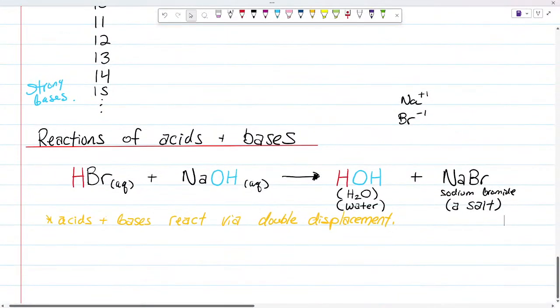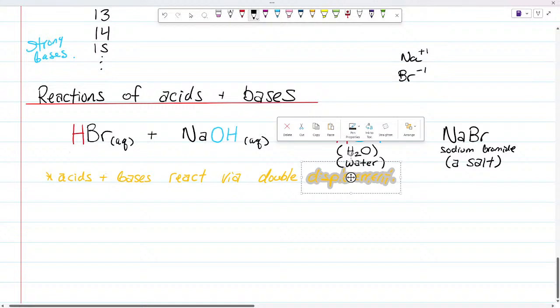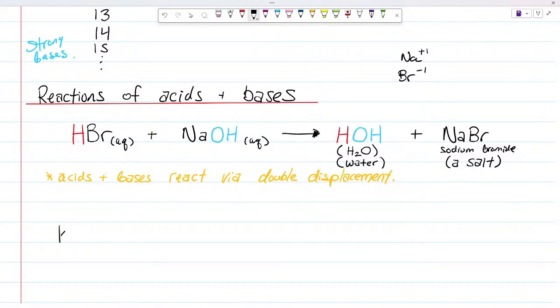How's that? Not too bad? Let's try another one. This time you can do it. What if we reacted potassium hydroxide with, and I'm not going to color code this one, make you figure it out, with, let's say HCl. So the first thing you'll notice is this time, just for fun, I switched the order.